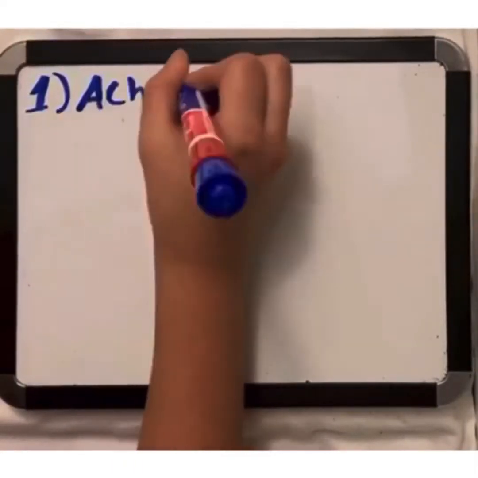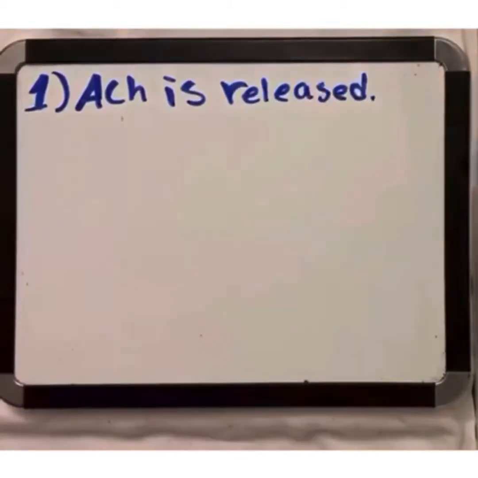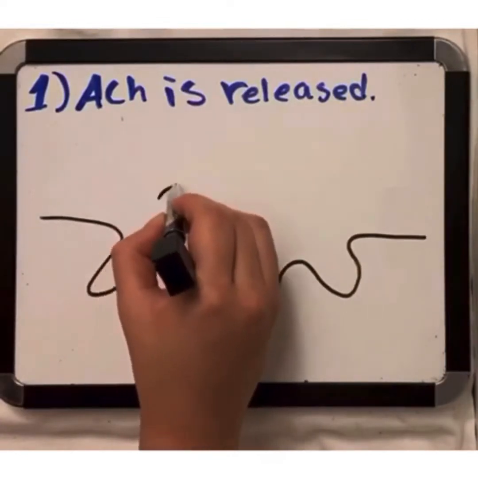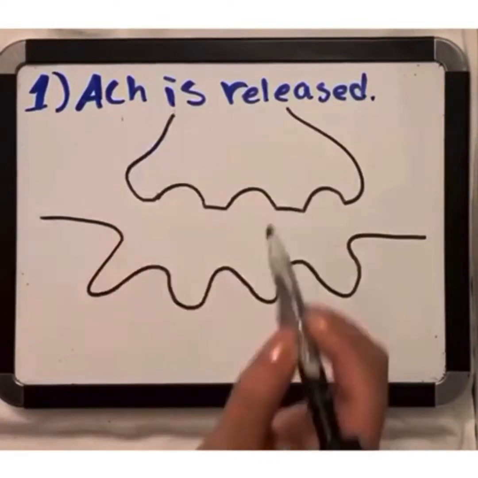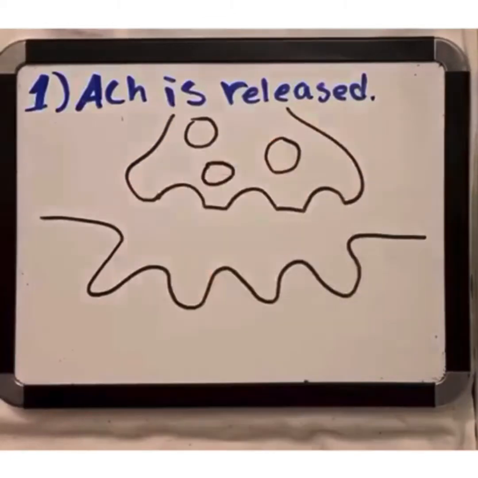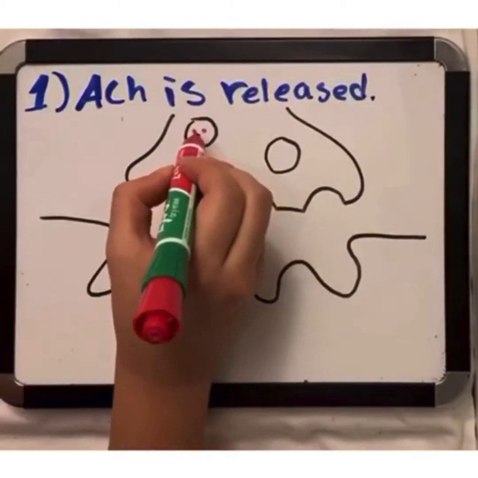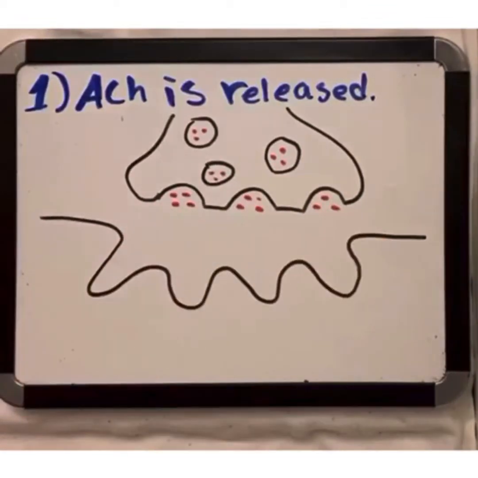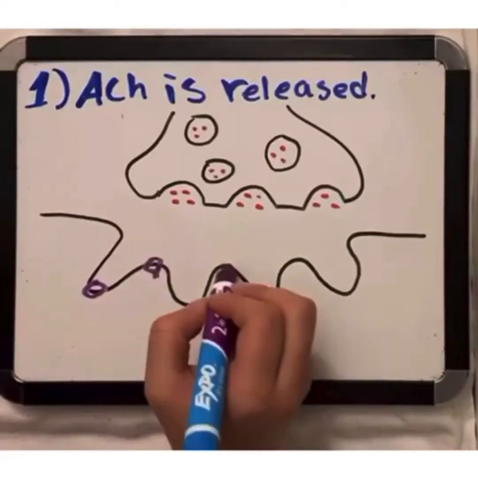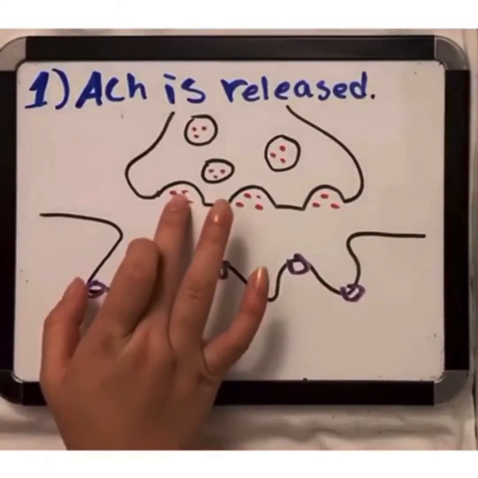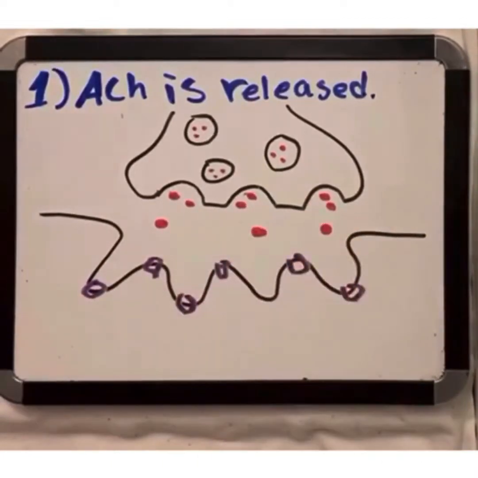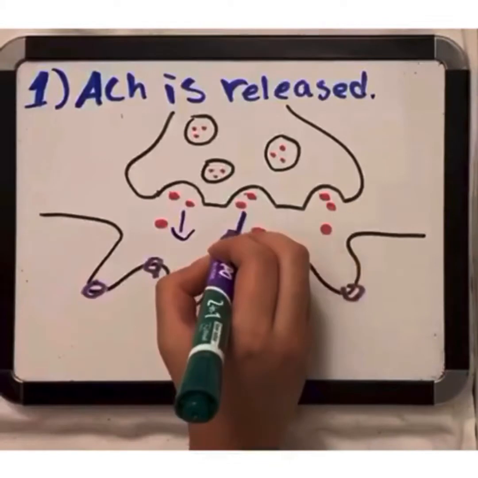Okay, in first step, ACH is released. We have the muscle fiber right here and the motor neuron, and the motor neuron has vesicles that inside have the ACH that is released from the motor neuron and diffuses across the synaptic cleft. We have here the receptors, and these are the ACH. These are released and they travel to the synaptic cleft.